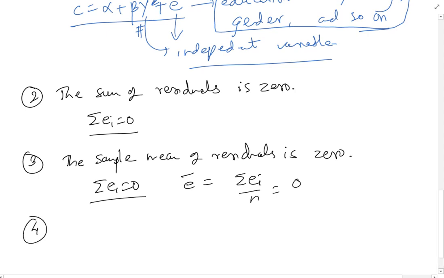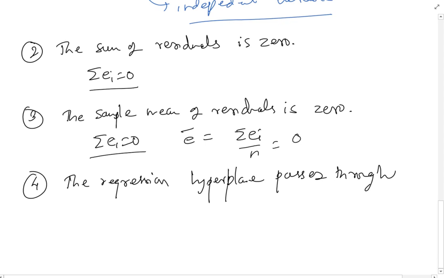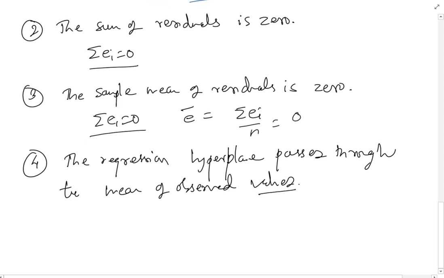And number 4, the regression hyperplane passes through the mean of observed values. What does it mean? It means that every regression line passes through x bar and y bar.